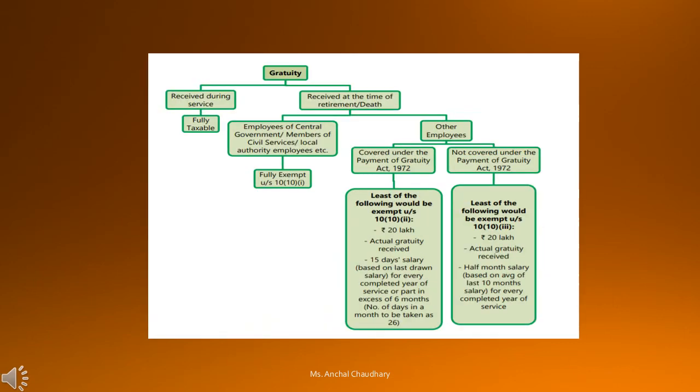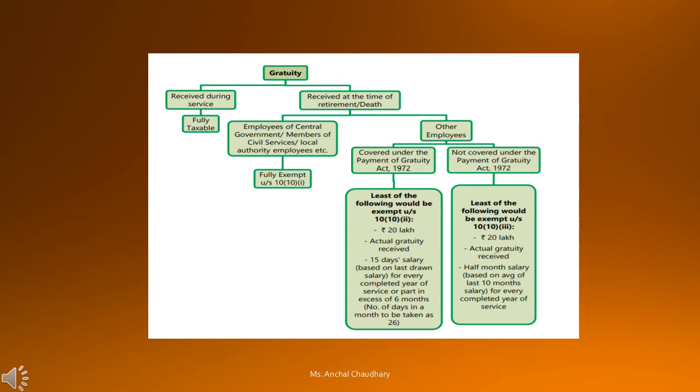And last topic of the day is your gratuity. If gratuity is received during the service, then it is fully taxable. Or if you are receiving the gratuity at the time of retirement or death, in that case, if the employee is from the central government, members of civil services, local authority employees, etc., then it is fully exempted.